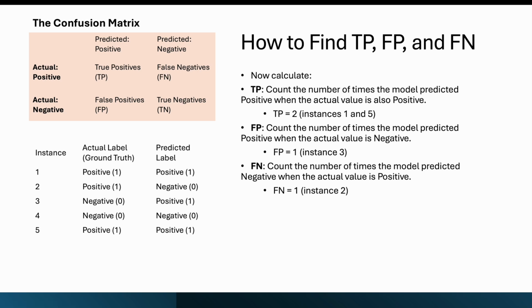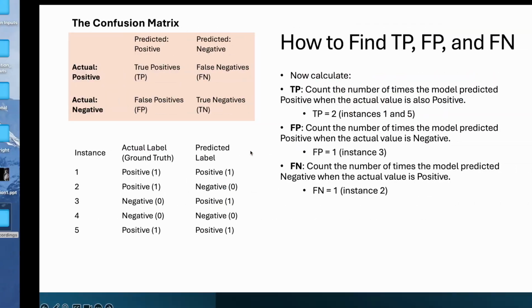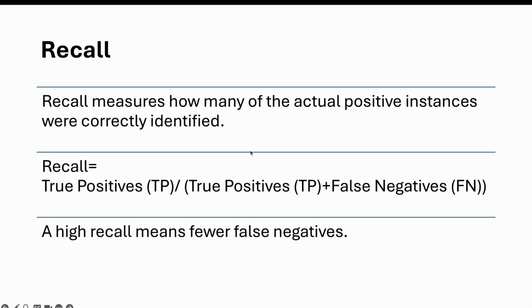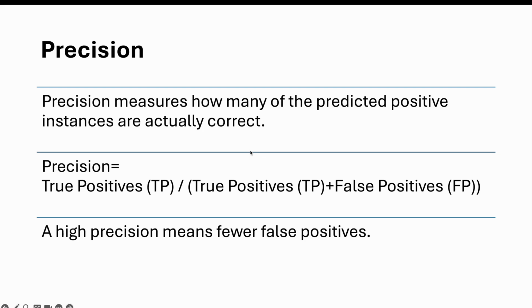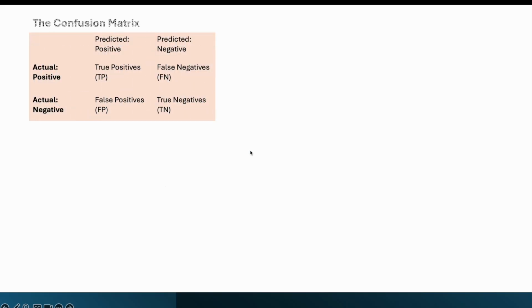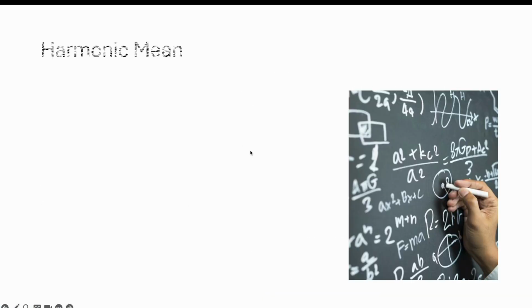Now when you know your true positive, false positive, and false negative, you just need to apply them to these formulas, and you will get precision and recall. And once you get precision and recall, it is very easy to calculate the F1 score. Now let's go through the program.